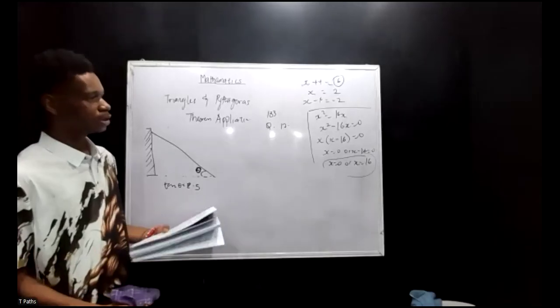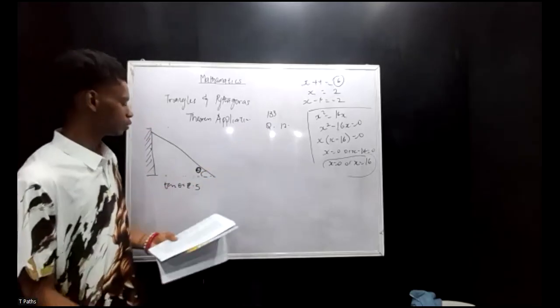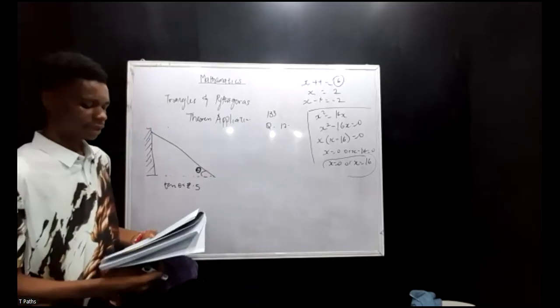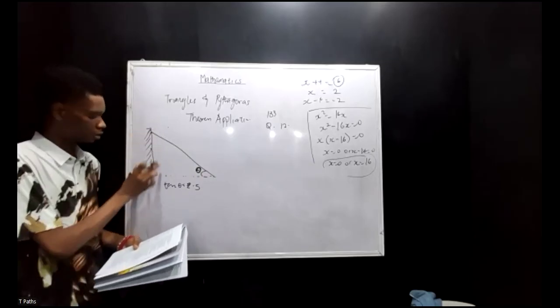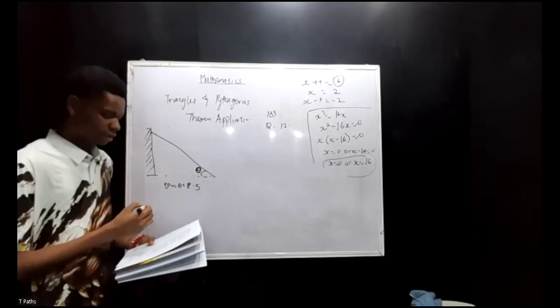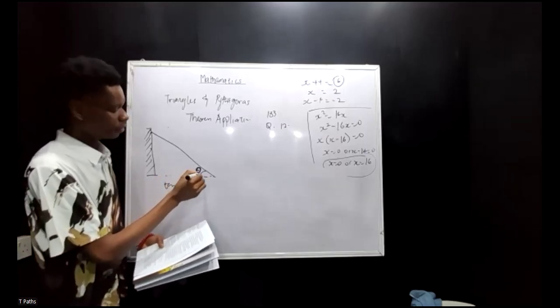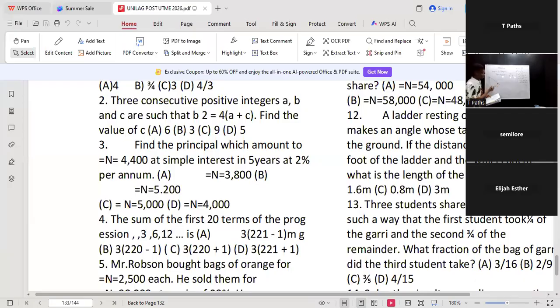All right. So the question is page 133, question 12. The question says a ladder resting on the vertical wall. So this is the wall, the vertical wall, and the ladder is resting on it. The ladder makes an angle, rather the tangent of the angle is 2.5 with the horizontal. So this is the horizontal ground, and the tangent of this angle, which the ladder makes with the ground, is 2.5. So tan theta is equal to 2.5.